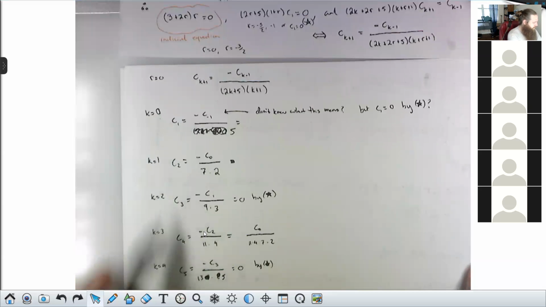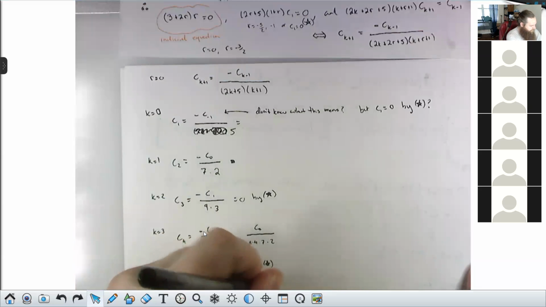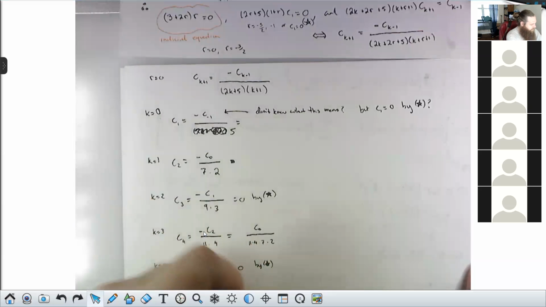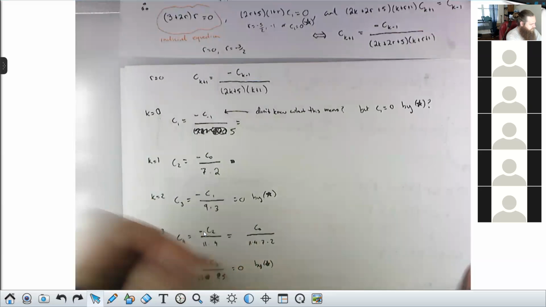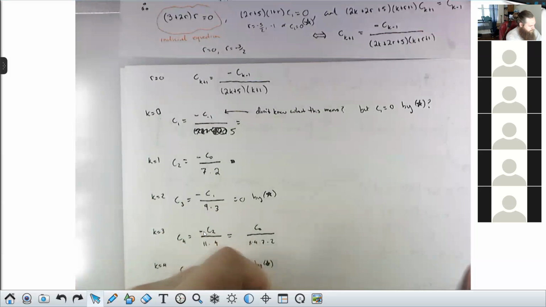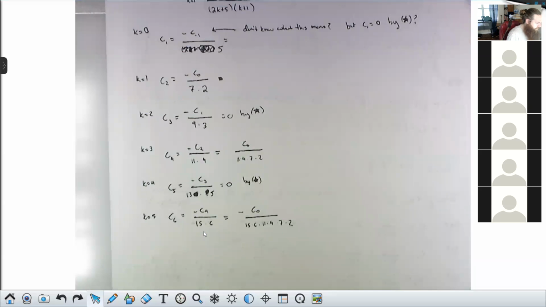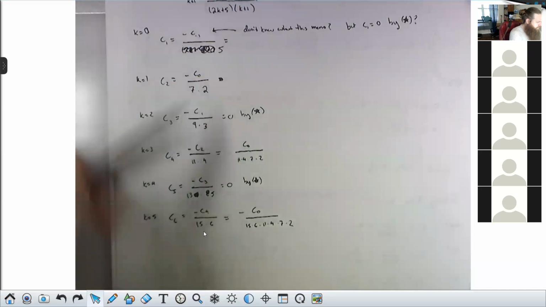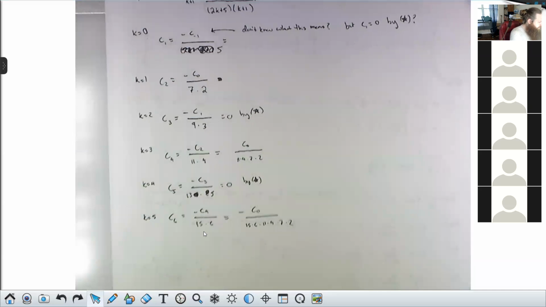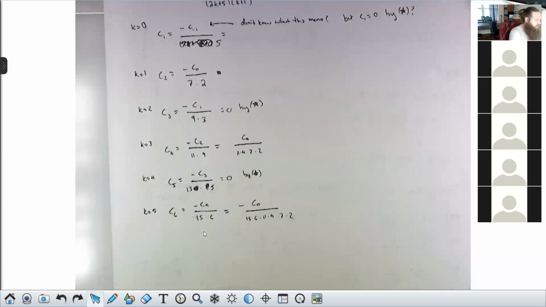And so that's C4. That's C0 over 11 times 4 times 7 times 2. And that was positive, so this is going to stay negative, so it's negative C0 over 15 times 6 times 11 times 4 times 7 times 2. All right, so now we do have some non-zero terms here that we can play with. 1, 2, 3 non-zero terms, all the way up to the order 6 stuff. I'm pretty happy with that.